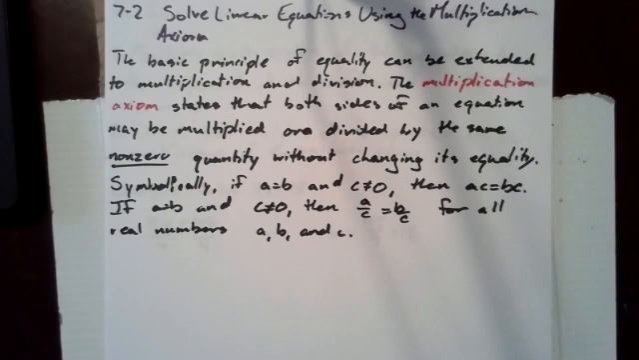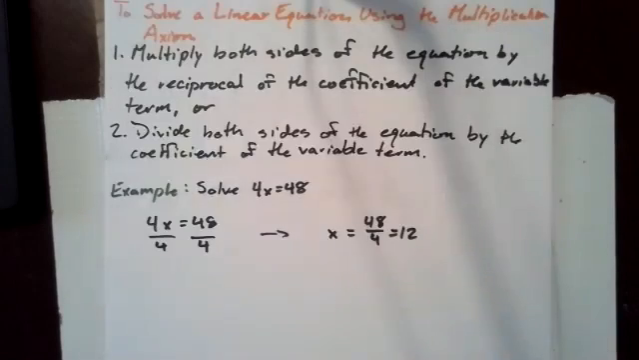If A equals B and C is not equal to 0, then A divided by C is equal to B divided by C for all real numbers A, B, and C. To solve a linear equation using the multiplication axiom, first, multiply both sides of the equation by the reciprocal of the coefficient of the variable term, or divide both sides of the equation by the coefficient of the variable term.